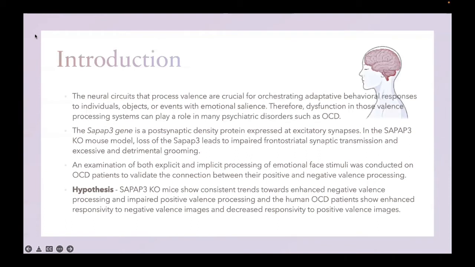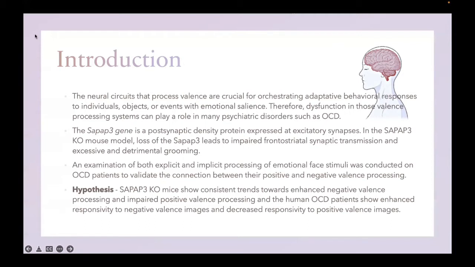This is just some background on what valence processing is and what the SAPAP3 gene is. The neural circuits that process valence are significant when it comes to behavioral responses to people, objects, and events. So a dysfunction in those systems can play a role in OCD. Valence processing is the degree to which something is pleasurable. A positive valence involves emotions of happiness, enthusiasm, and excitement, and negative valence is the opposite. It involves emotions of anxiety, fear, and sadness.